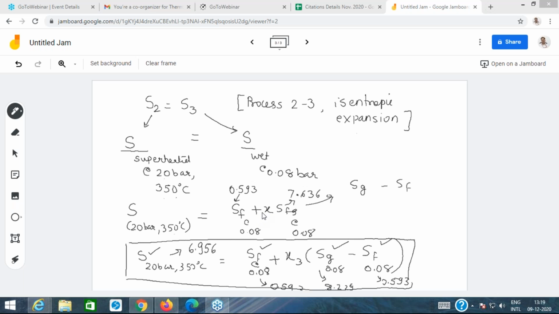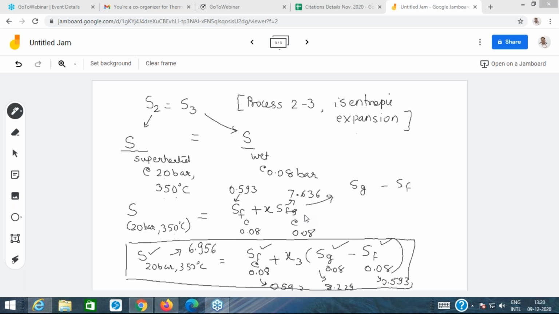Do this. Please do this and tell me the value of dryness fraction. It would be some value of 0.9 or something, I guess. Ananta, you need to check your value. It is wrong.